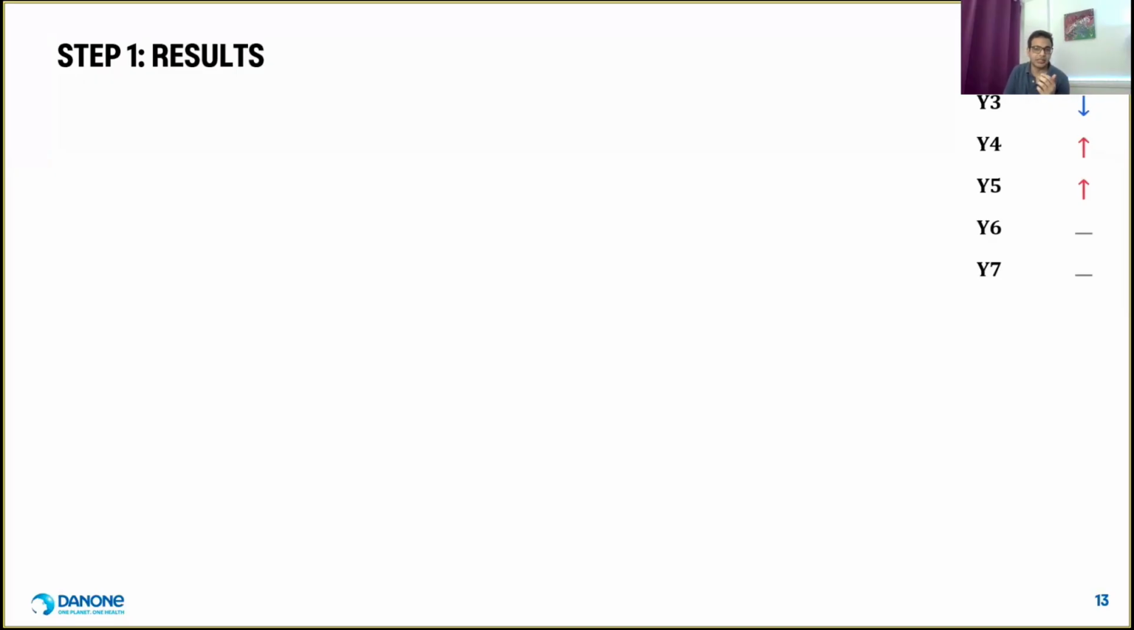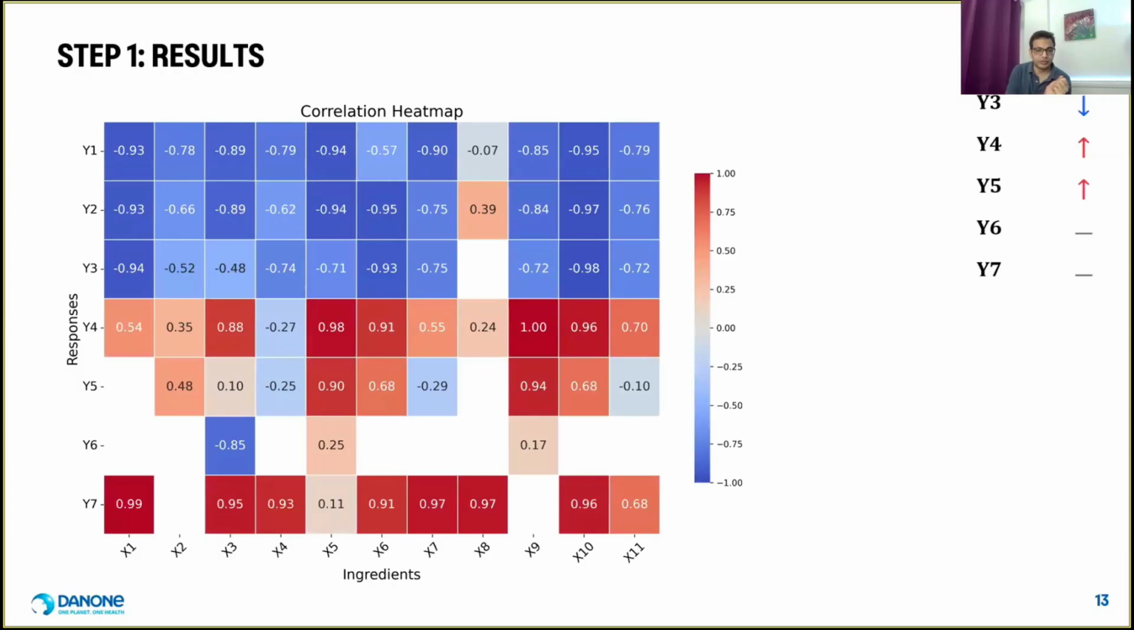So on the right, what you are looking at is just to help you visualize. For 3 of the responses we want to minimize, 2 of them we want to maximize, and the rest of the 2 should remain unchanged. So this is the correlation heat map. On the x-axis, we have all of the ingredients, and on the y-axis, we have all of our responses. Now, just like written on the top right side, 3 of them we wanted to minimize, and we see that they are being minimized. Now we need to decide which one is the best. Then y4 and y5 we want to maximize, and y6 and y7 should remain unchanged.